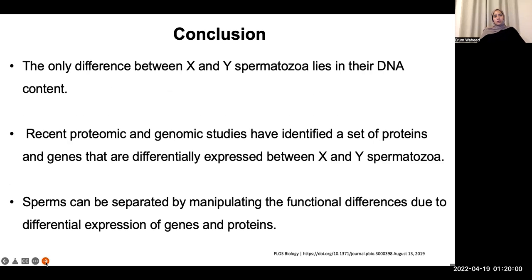Conclusion. The only difference between X and Y spermatozoa lies in the DNA content. Recent proteomic and genomic studies have identified a set of proteins and genes that are differentially expressed between X and Y spermatozoa. Sperms can be separated by manipulating the functional differences due to the differential expression of genes and proteins.